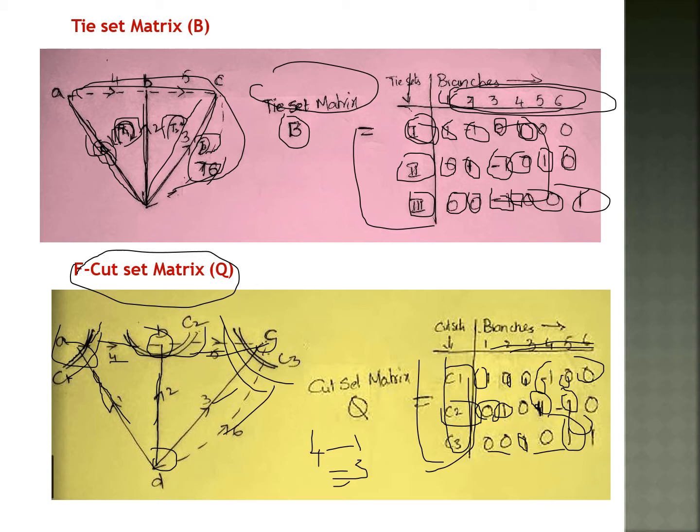B is equal to, here all tie-sets, that is the direction with branch 1 and T1 as clockwise direction, and T2 as clockwise direction with branch 2, and with branch 3, T3 is the clockwise direction. So now I am representing the tie-set matrix as columns, and branches as rows. How many branches are there here? 1, 2, 3, 4, 5, 6. 6 branches are there.